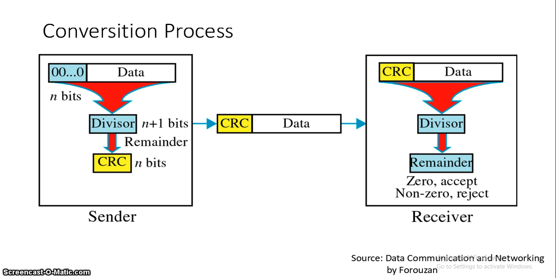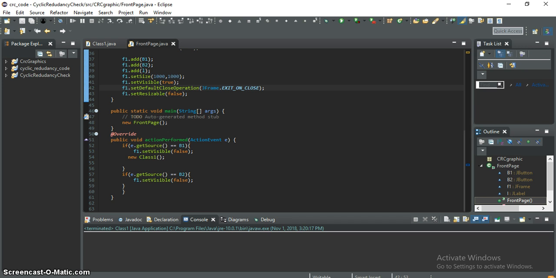On the receiver side, if our modulo 2 operation output remains 0, then there is no error and that is accepted data. For a non-zero remainder, we can conclude that there is definitely some error in our transmission channel. Now let's visualize this whole process through Java code. Let me show you my Java code for cyclic redundancy check.